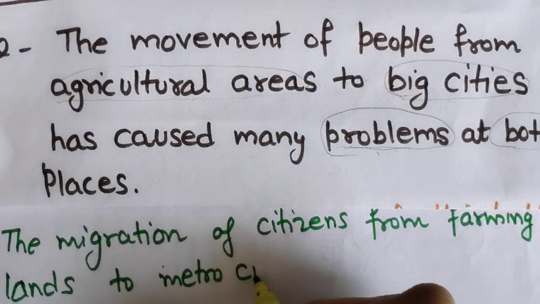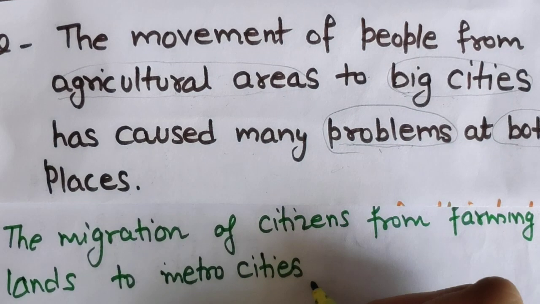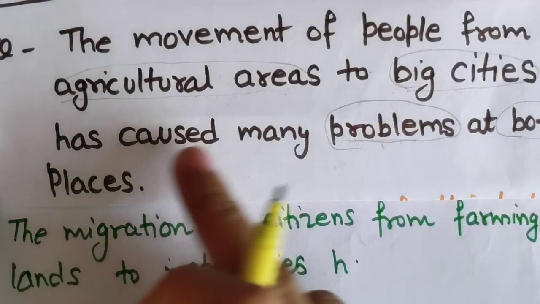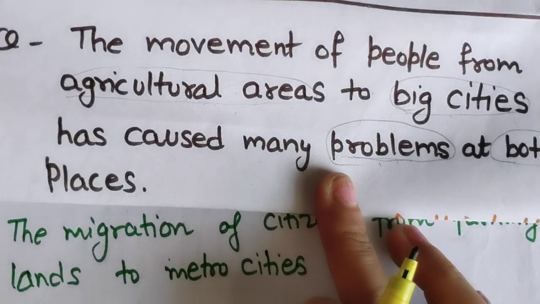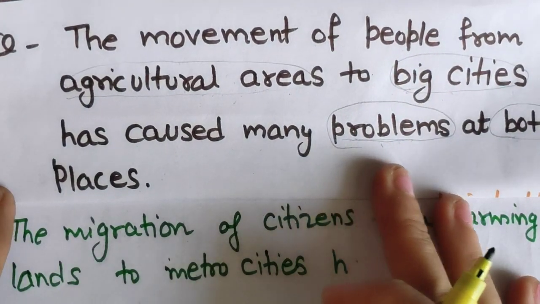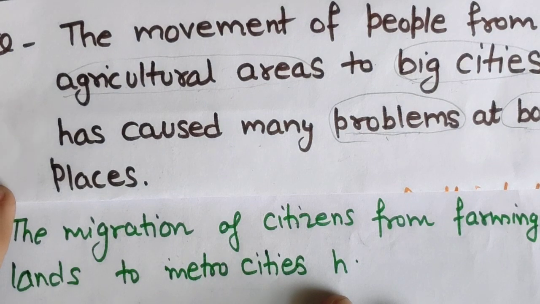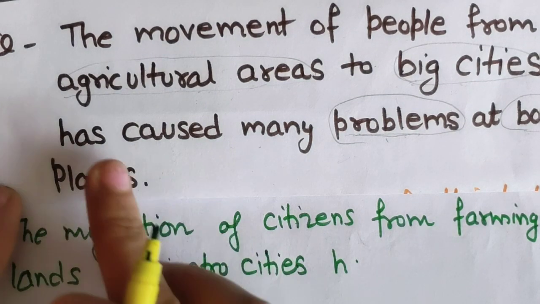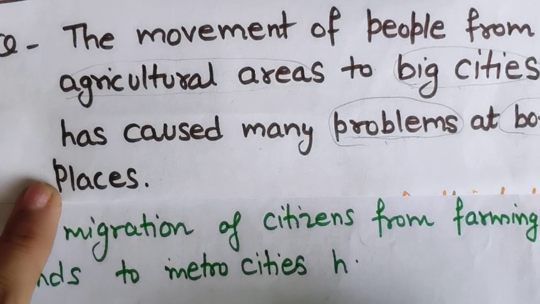Metro cities, or metro areas, metro cities. You can just write "has", or you can write "which has caused many problems", which has brought many problems also. But don't get confused, you are just using synonyms. So if you want to write a complex sentence, you can use "which has caused many problems at both places."